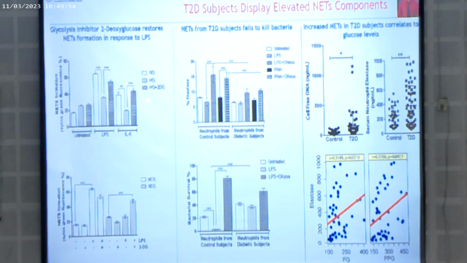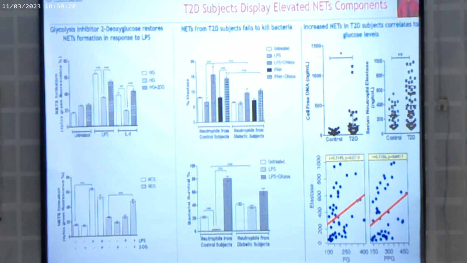Then we looked at whether it is glucose toxicity or whether glucose does anything inside the cell to make the NETs. We used a hexokinase inhibitor, a glycolysis inhibitor, 2DG, 2-deoxyglucose, and we showed that when we have high glucose, NETs are down-regulated in the presence of 2DG, but later they come back. Which means that glucose is going inside the neutrophils and making something. It is not just inducing cell death; it is pre-programming something in the cells.